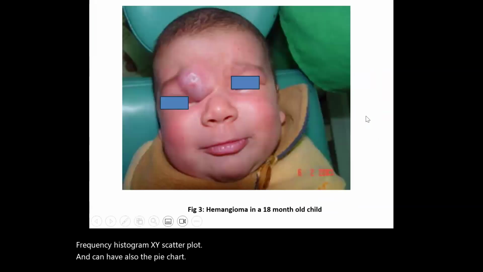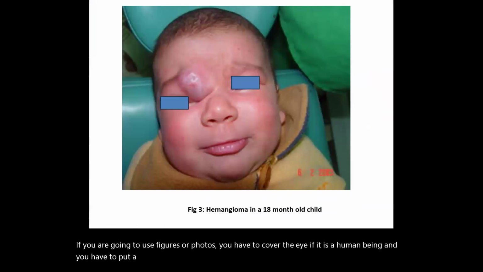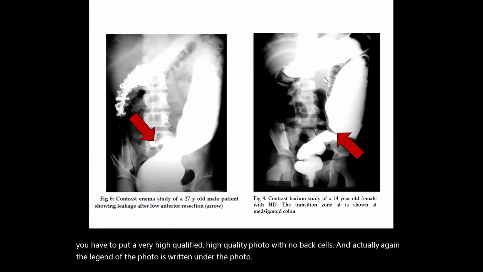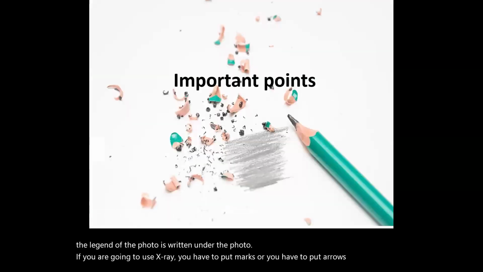If you are going to use figures or photos, you have to cover the eyes if it is a human being, and you have to use a very high quality photo with no pixels. And again, the legend of the photo is written under the photo. If you are going to use an X-ray, you have to put marks or arrows in the X-ray to make it more visible.